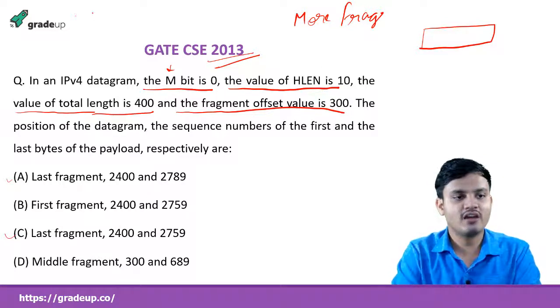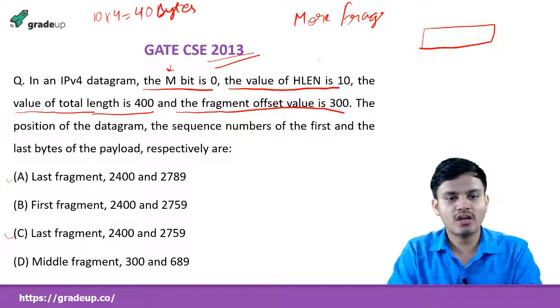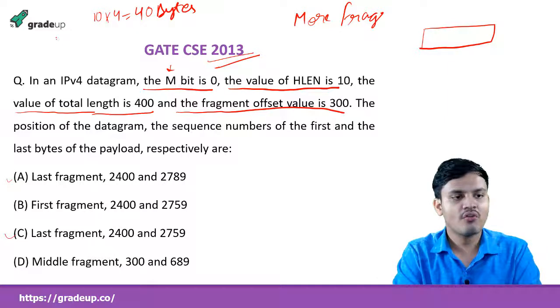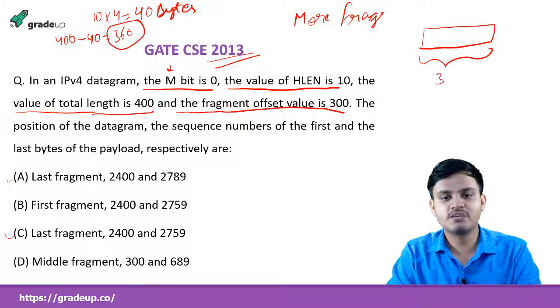So header length is 10. We use the scaling factor 4. Then the total header will be 40 byte. Now the data in this packet will be 400 minus 40, so it consists of 360 byte. Now the question is asking what will be the sequence number of the first byte and the last byte. That is what the question is asking.